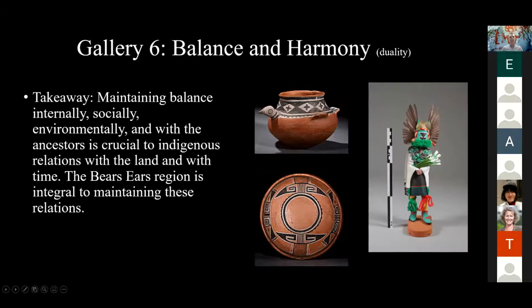Balance can also be communicated through iconography or symbols, like we can see in the pot in the lower left-hand corner here, or through ceremonial practice by bringing the Kachina water deities in from the San Francisco Mountains, which we can see here in our Kachina doll on the right-hand side.